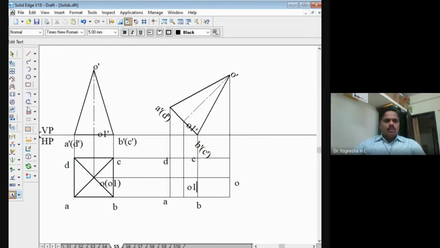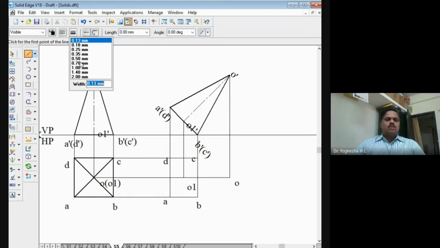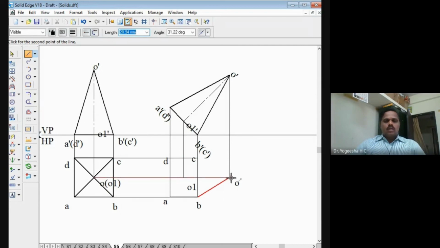Extra lines I'll trim off here. So this extra line I'll trim off. So these lines are not required, right? The outer edge I'll join with a thick line. Take the line tool, thick line, continuous line, join the outer edge. So A to B is an outer edge, join with a thick line. B to O is an outer edge, join with a thick line. C to O, then C to B, then B to D to A back. All outer edges I joined with a thick line.